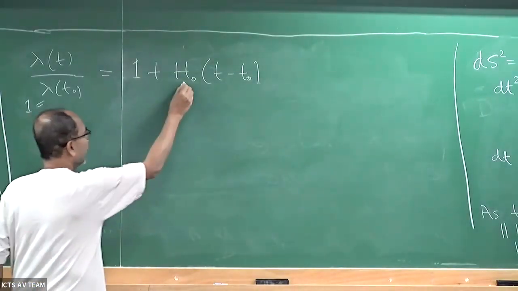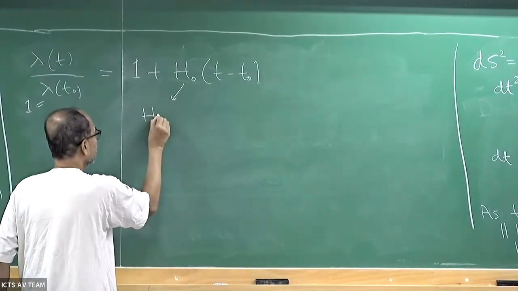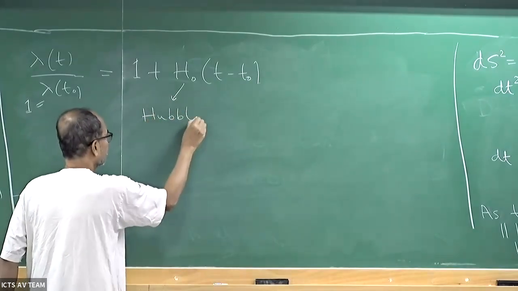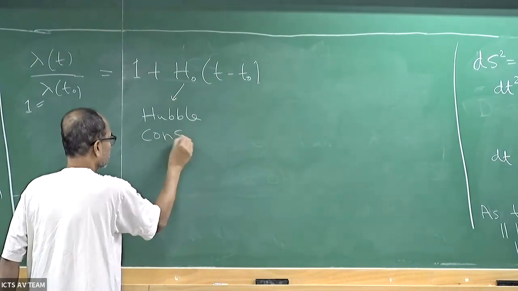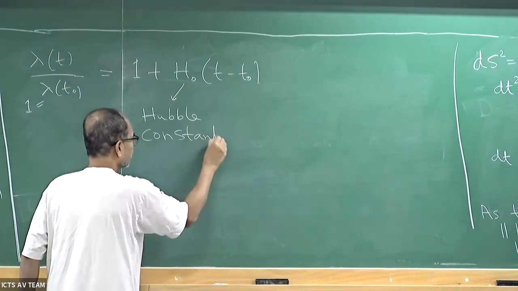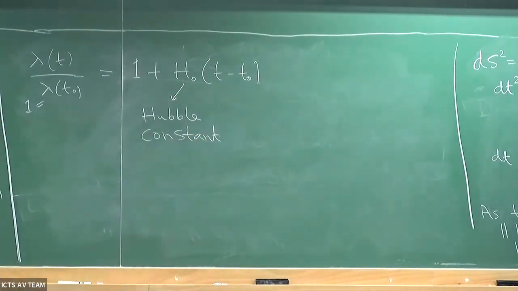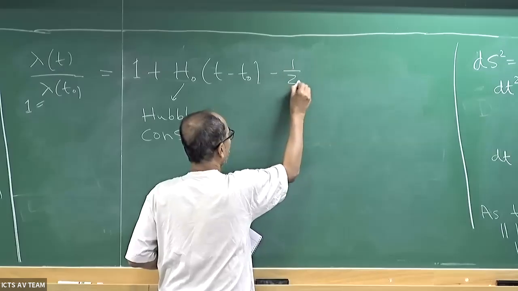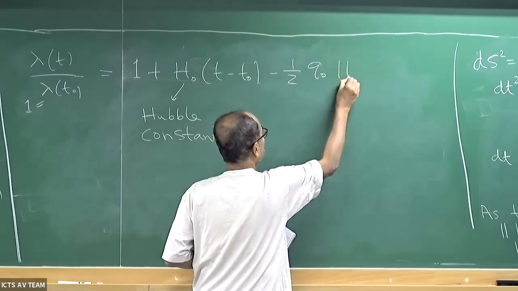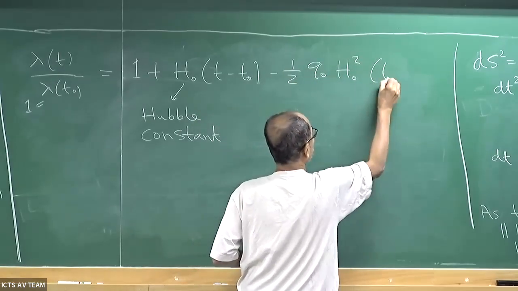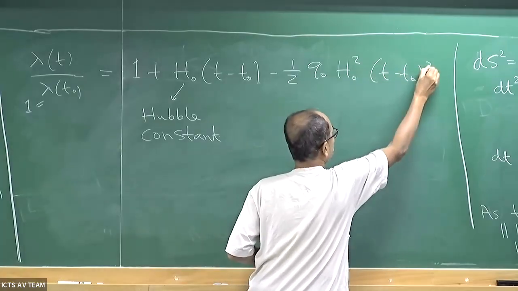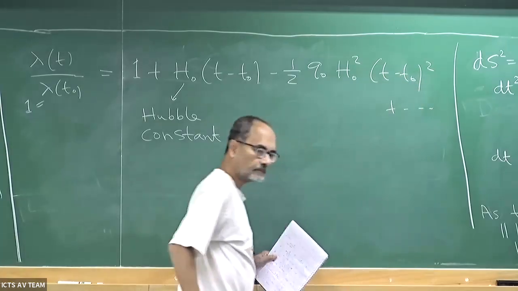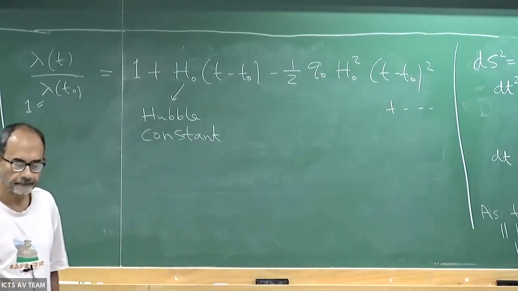This is what is called the Hubble constant. This is today's expansion rate. The next term we parameterize by minus half q0 h0 squared times t minus t naught squared, plus higher order terms.